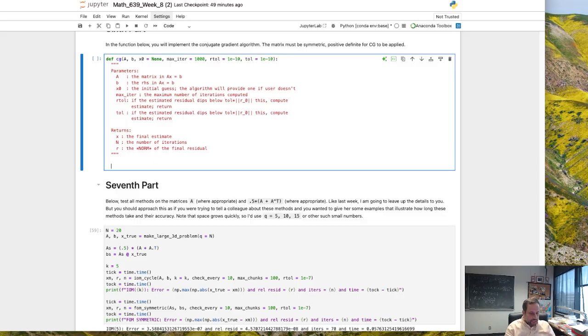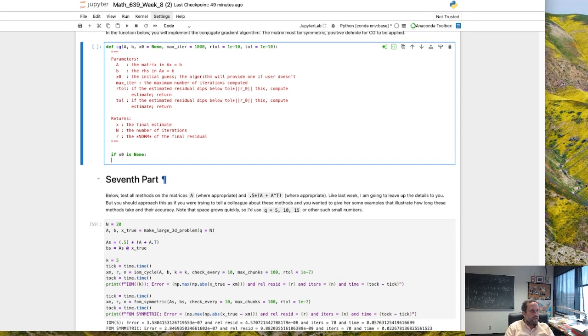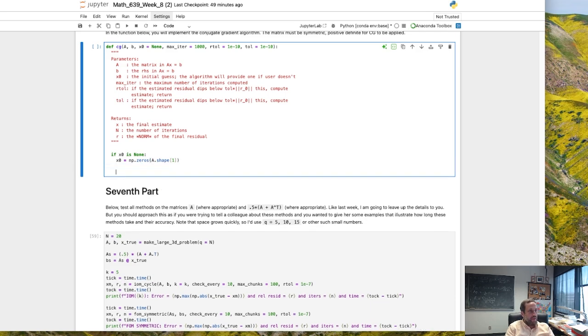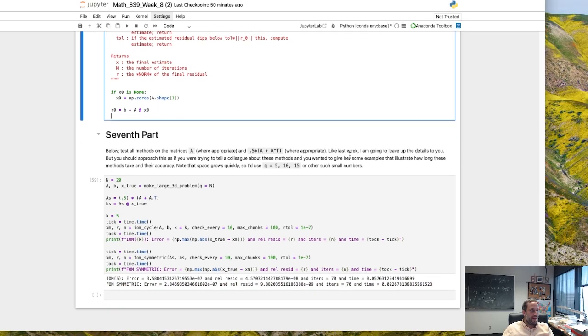So the first thing that we're going to do is, if x naught is none, we're going to go ahead and initialize it. We're going to say x naught is equal to np.zeros, and the number of entries needs to be the number of columns of A. So we're going to say shape 1. Okay, now we're going to look at what the first residual is going to be. R0 is equal to B minus A times x naught. Okay, very similar setup to what we've done in the previous methods.